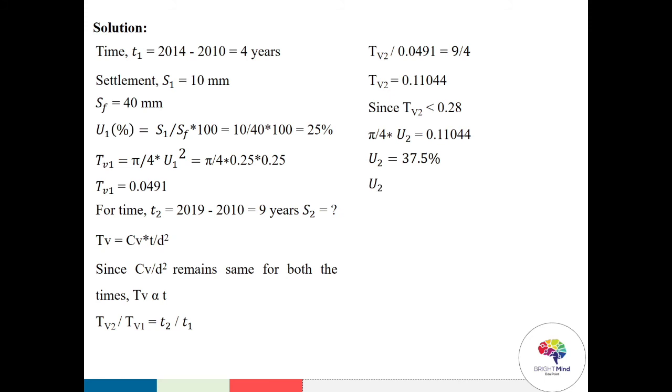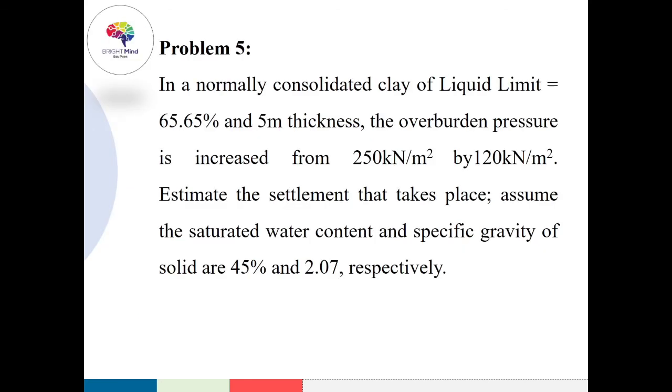Using the expression U2 is equal to S2 upon SF, the value of S2 can be computed. So 37.5 equals S2 upon 40 into 100. So the value for the second case comes out to be 14.99 mm, say 15 mm. So in the year January 2019, the average consolidation settlement can be observed at the site as 15 mm corresponding to the data provided. Moving on to the next question.